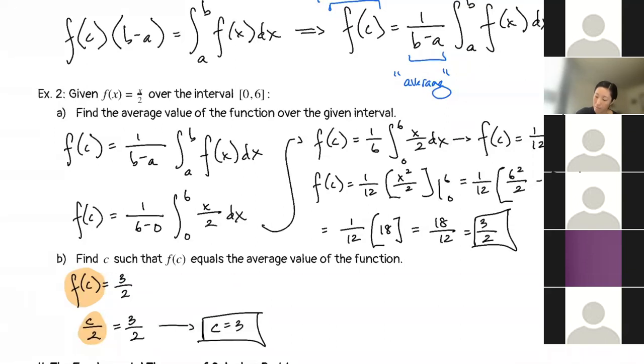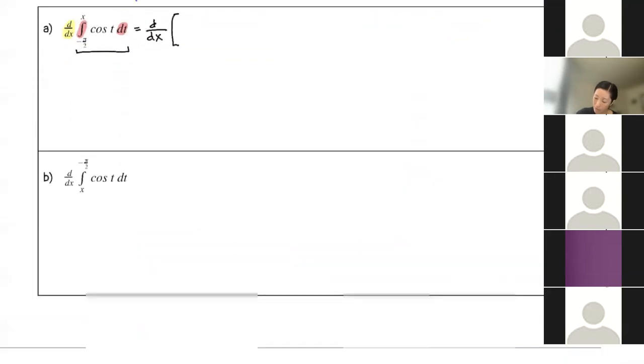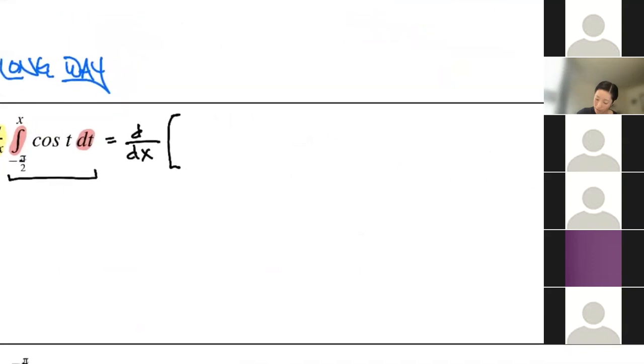So let's come back down to example 3 and do the same thing. If I only have this part of the question, the function, my antiderivative is now sine t. What am I going to plug in though? I'm going to plug in x and negative pi over 2. Does that make sense? We've seen that little vertical bar notation with the top bound and the bottom bound.